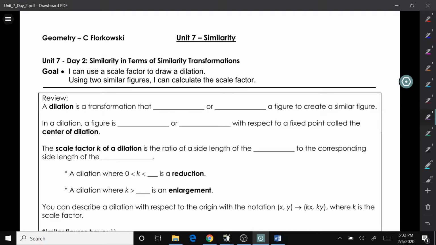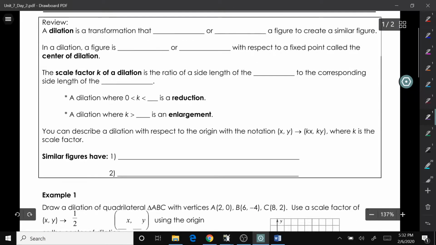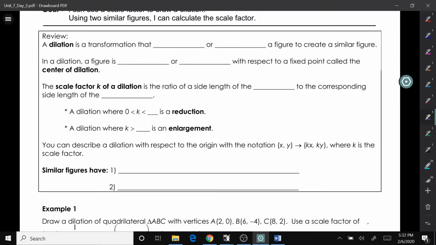All right, with day two, what we're going to be doing is more work with dilations and talk about calculating the scale factor and also what to do if your center of dilation is not zero. So we're going to review this again, and this is a reason why I want you guys to take notes, so that you have definitions and rules in an easy to find place.